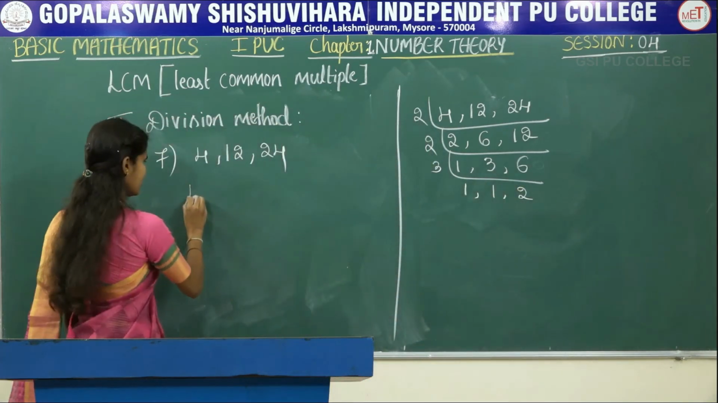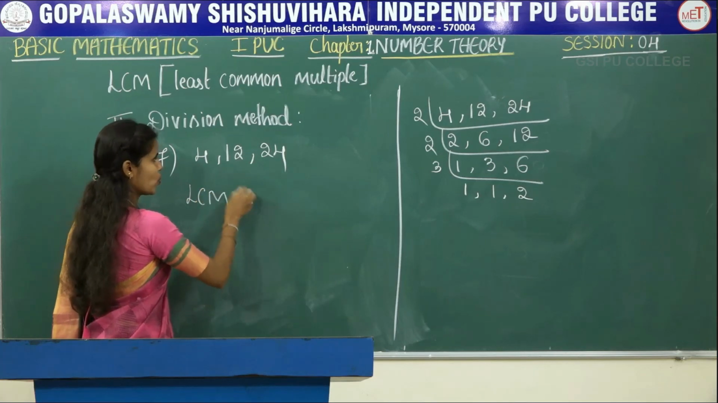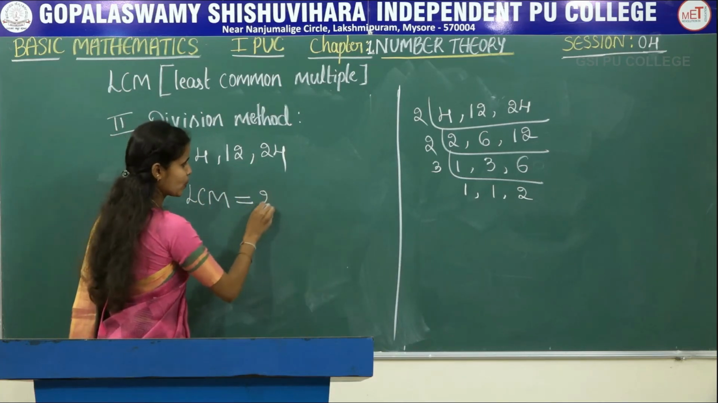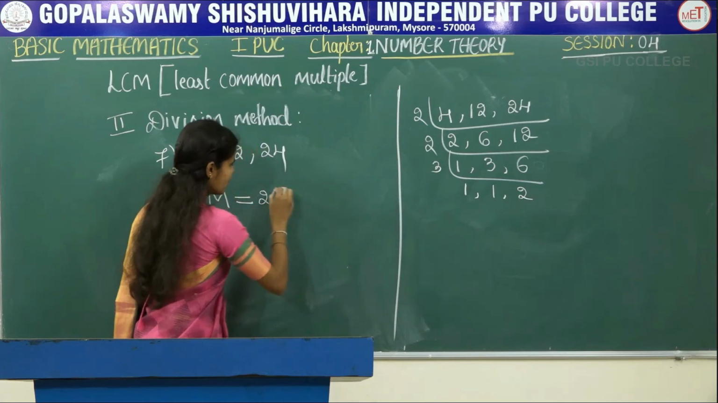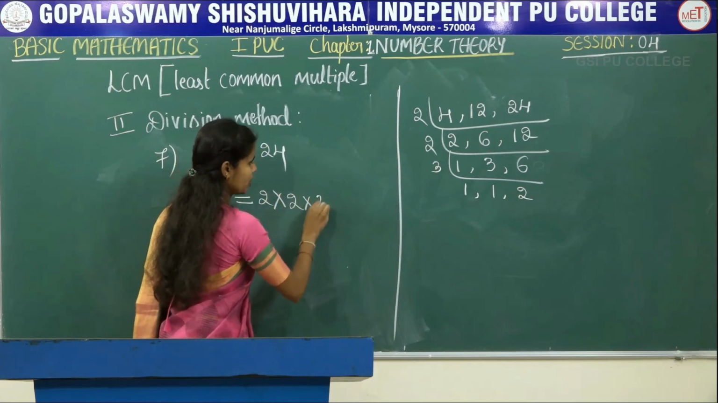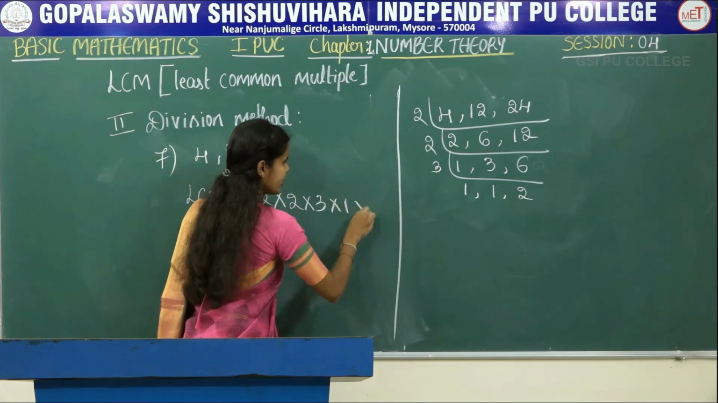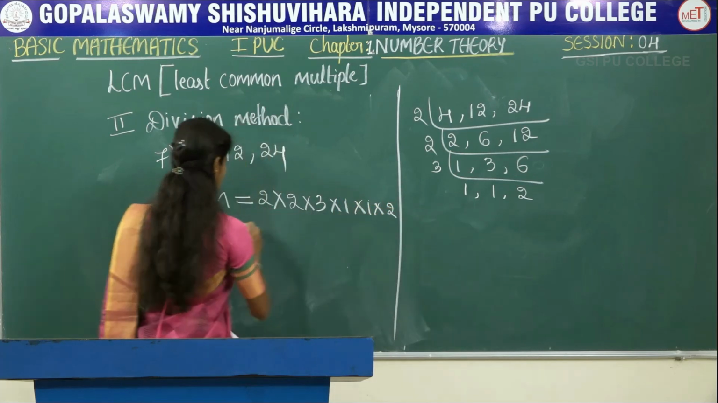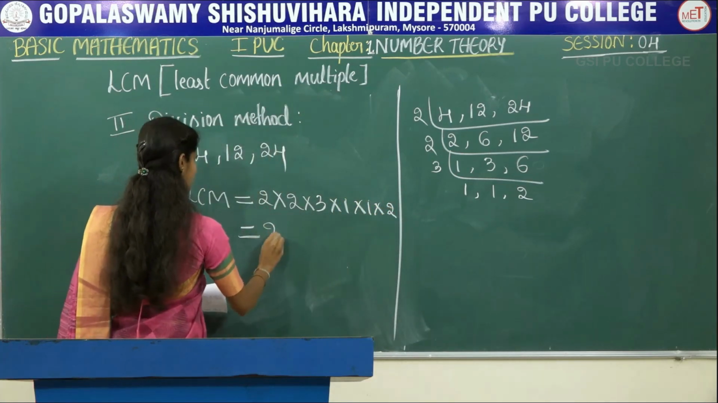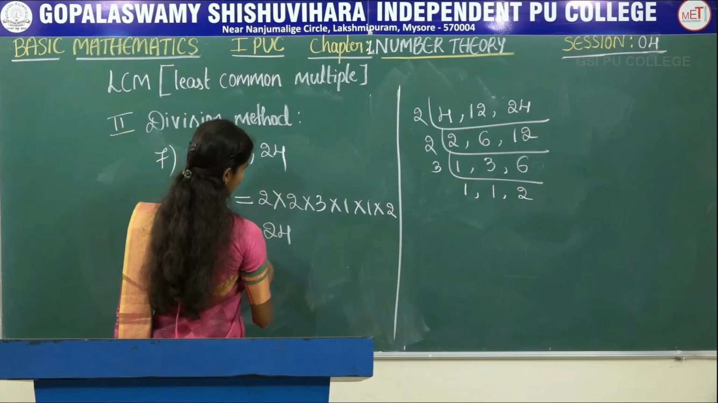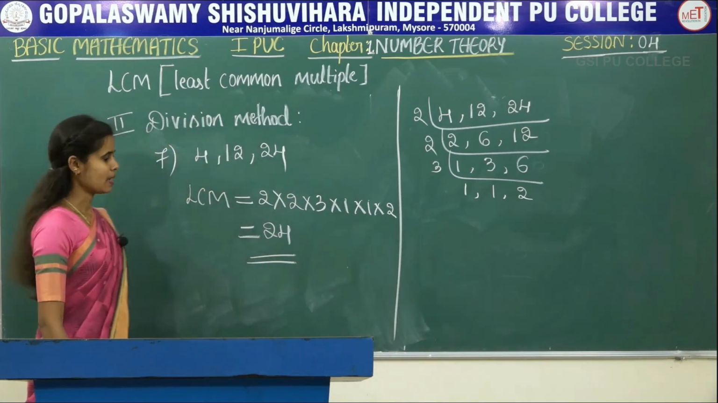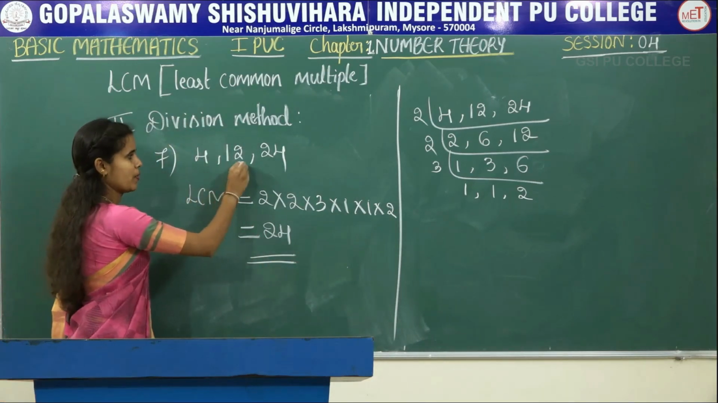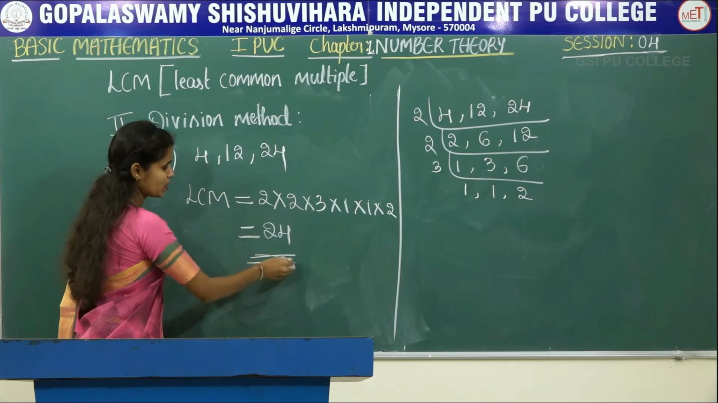Therefore the LCM of 4, 12, 24 is equal to 2 into 2 into 3 into 1 into 1 into 2. So this is equal to 24. Therefore the LCM of 4, 12, 24 is equal to 24.